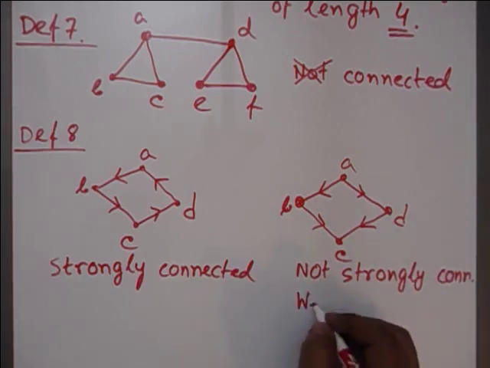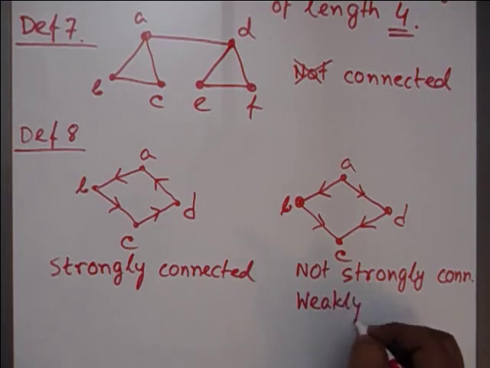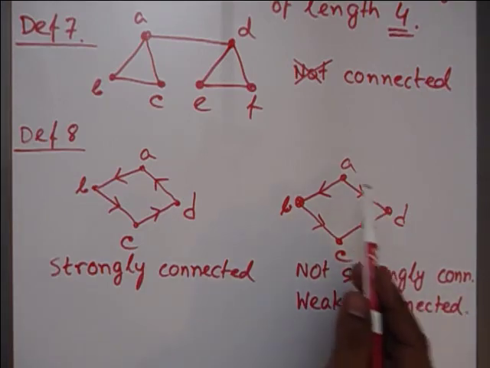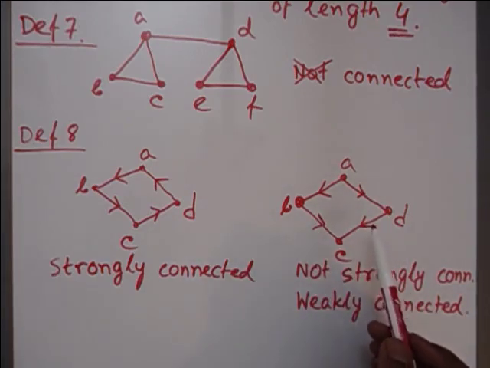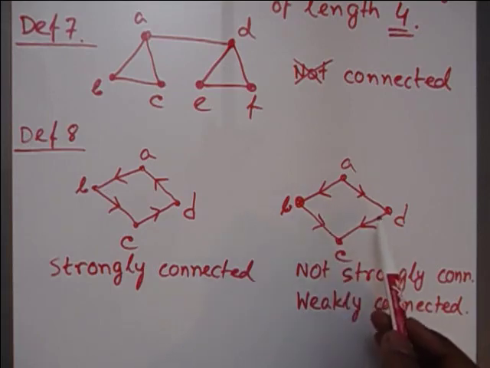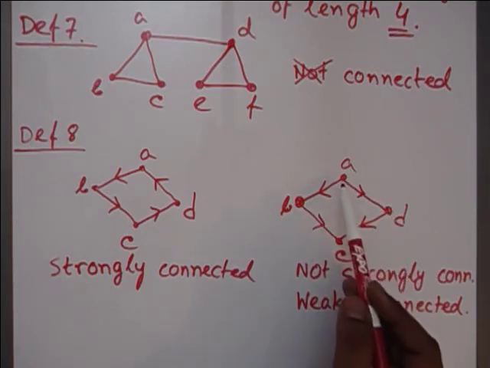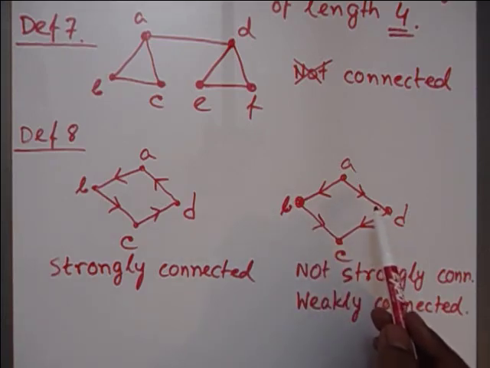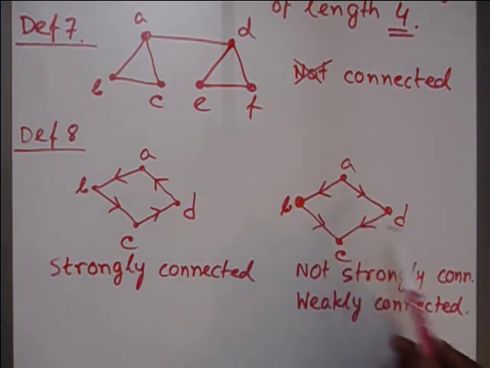It is actually weakly connected. How do we know it's weakly connected? What is the underlying simple graph? If you forget the arrows, then you get the underlying simple graph, an undirected graph. And that underlying undirected simple graph is connected. That's why it is weakly connected.